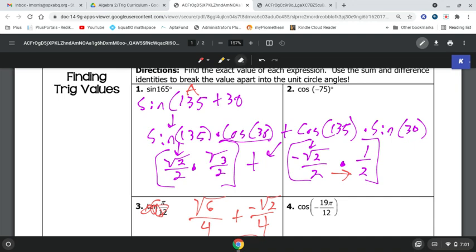Can I please erase, or am I crazy? Oh, it doesn't want to erase. All right, thank you.